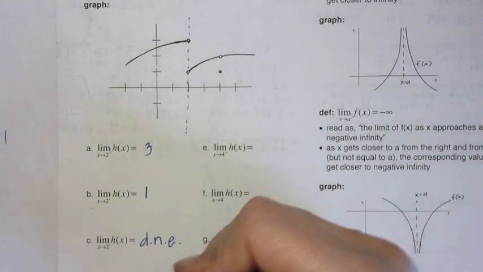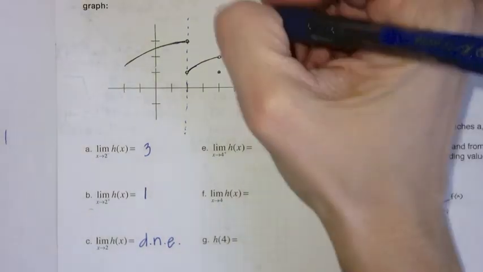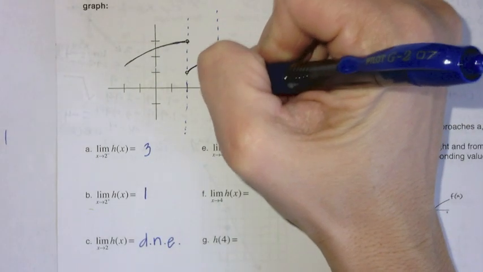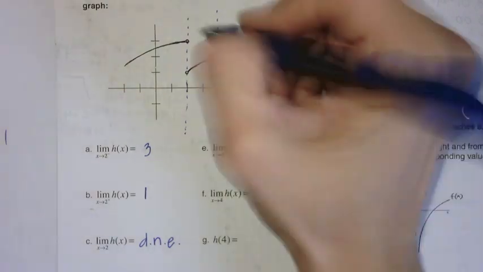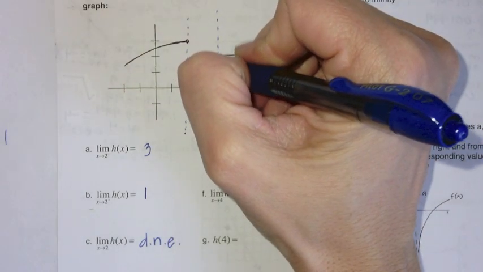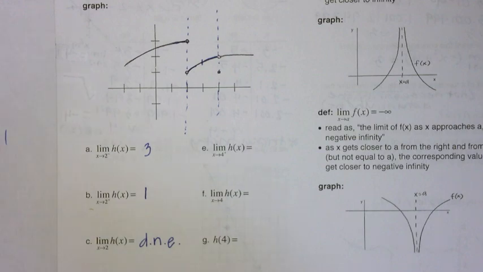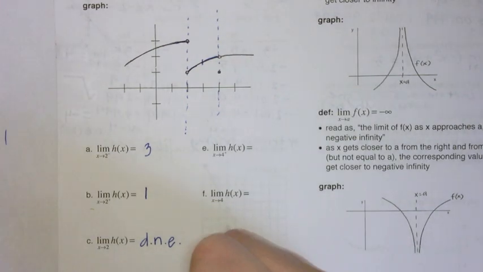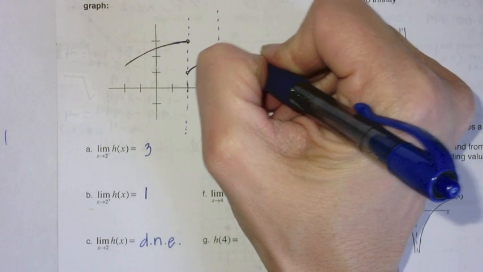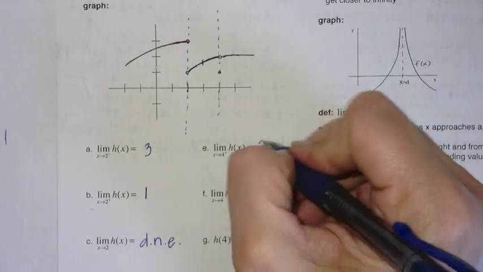Let's go to D. Let's go to 4, which is right here. 4 from the left, okay, one number before 4 is here, so I'm going to start getting closer, and so that would be a height of 2. And then what about from the right? Oh, that's also a height of 2.